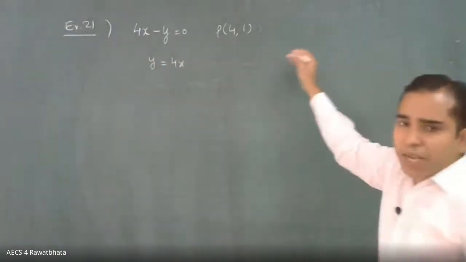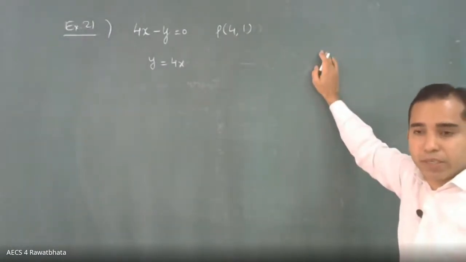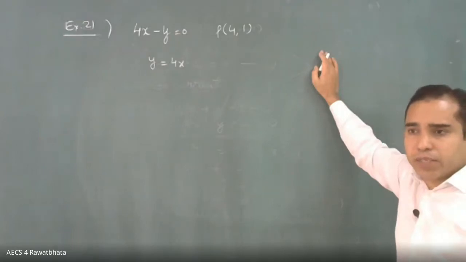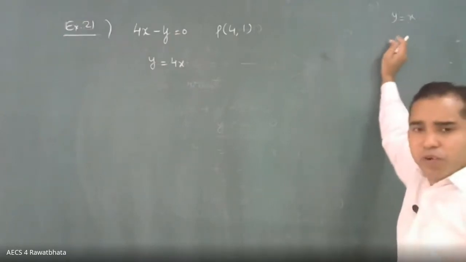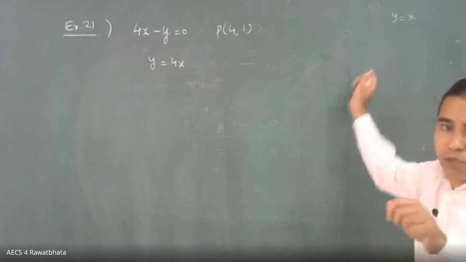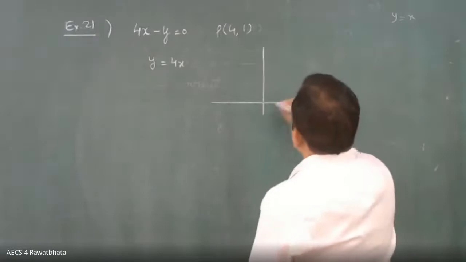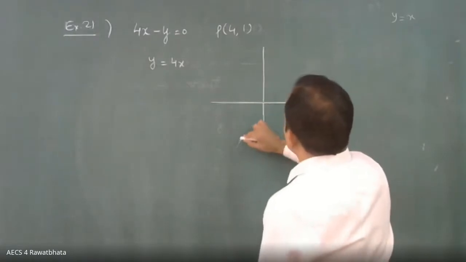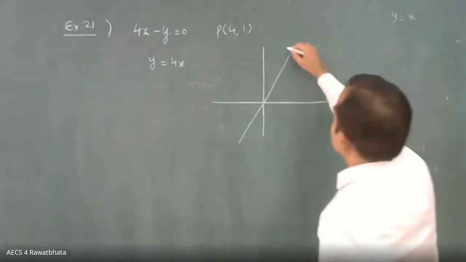The line y equal to x passes through the origin and bisects the first and third quadrants. So y equal to x is inclined at 45 degrees. Y equal to 4x will have more slope, a little more inclination. So let's draw its graph: it passes through the origin and makes a slightly larger angle with the x-axis. This line is 4x minus y equals 0.